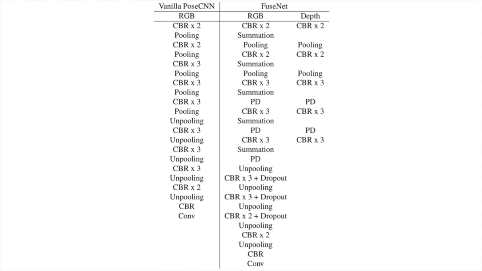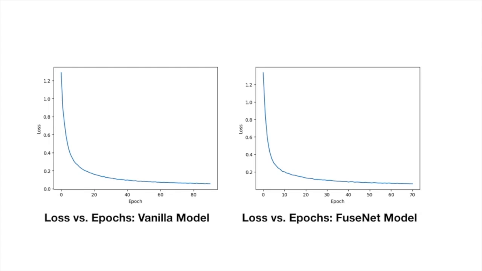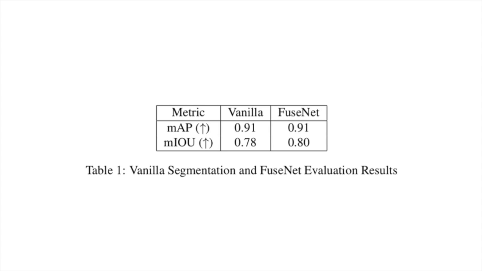A comparison of the two architectures is shown here. The vanilla pose CNN only incorporates RGB information and consists of an encoder-decoder structure, while the FuseNet architecture consists of two parallel encoding branches and one decoding branch. The training plots for both models are shown here. Both plots show the loss versus number of epochs during training. The results of the semantic segmentation are shown here for both model architectures.